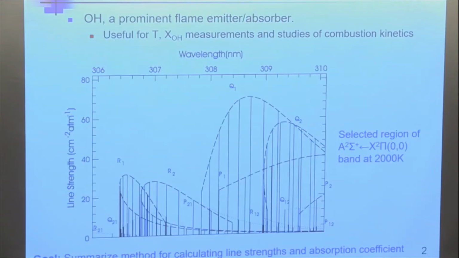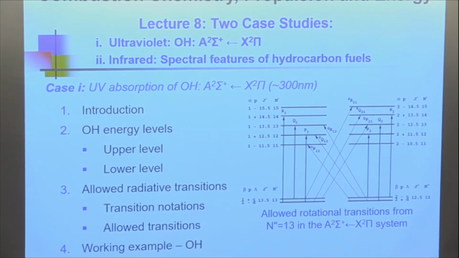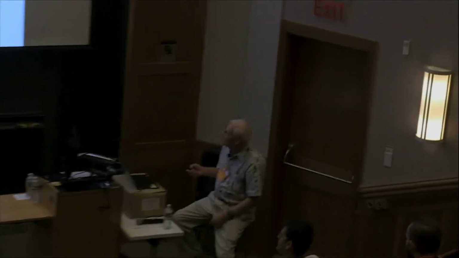So for a given N, there's two J's. This is the J equals N plus a half, and we use the label 1. And then there's two orientations for lambda, one direction or the other. That's the lambda doubling effect, which is small, but it's there. Why do I care? Because I've actually taken those molecules and I have to decide which quantum state they're in. So in fact, when you think about it, for a given N, there are 4 states.